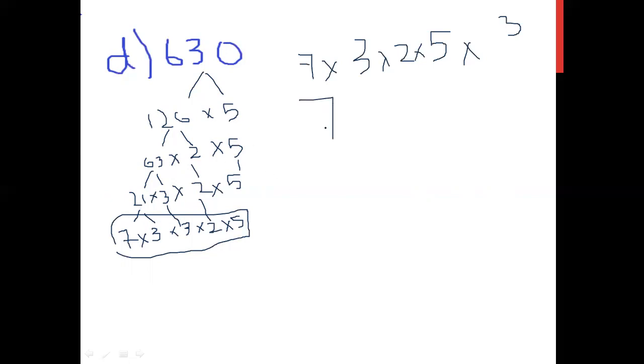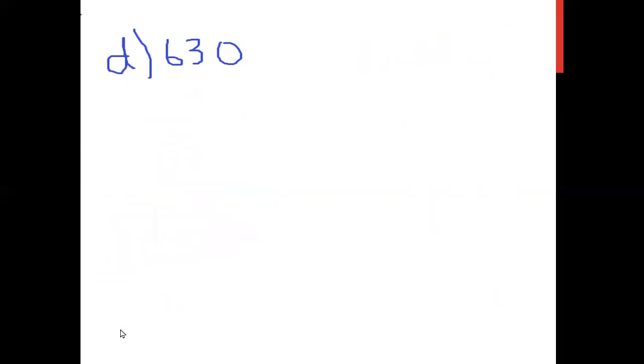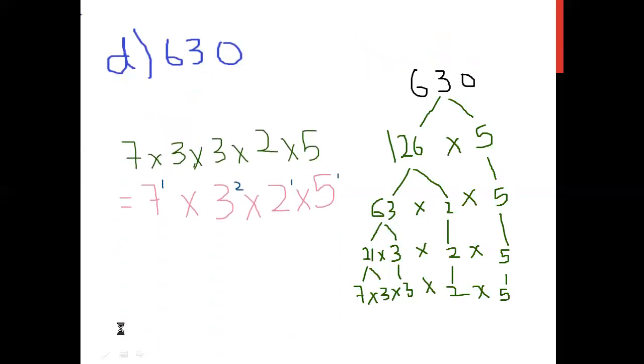No. So 7 to the power 1, 3 squared, 2 to the power 1, 5 to the power 1. The index notation of 1 is not necessary. So now let's see, it is done.